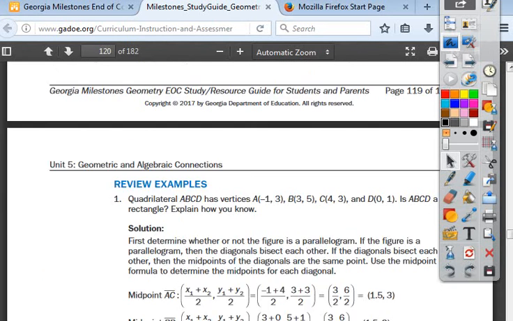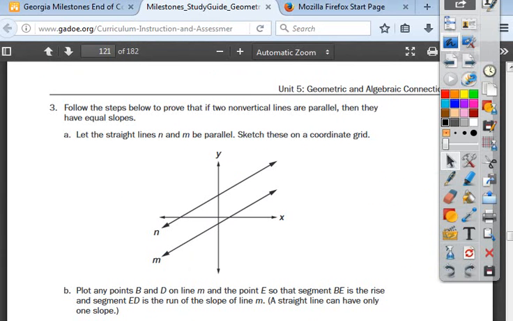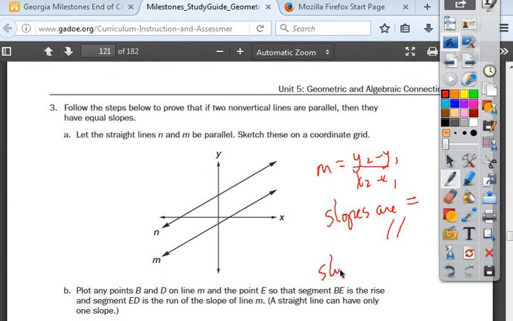How do we find slope? What's the formula for slope? Do we remember? Subtract the y's on the top, subtract the x's on the bottom. That gives you slope. If the slopes are the same, what does that mean about lines? They're parallel. If the slopes are equal, that's parallel. If the slopes are opposite reciprocals, that means perpendicular.